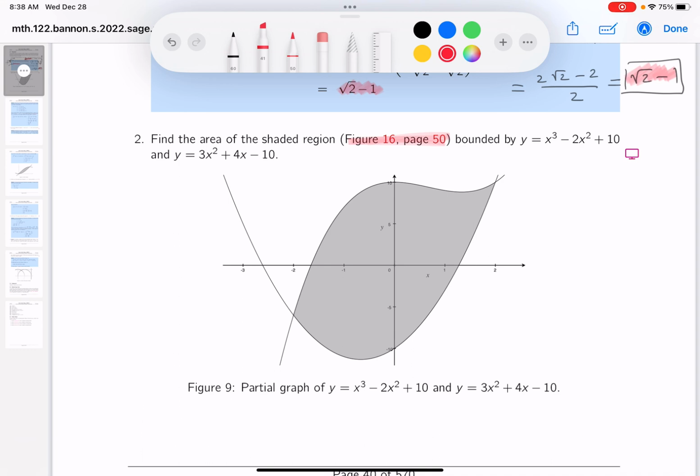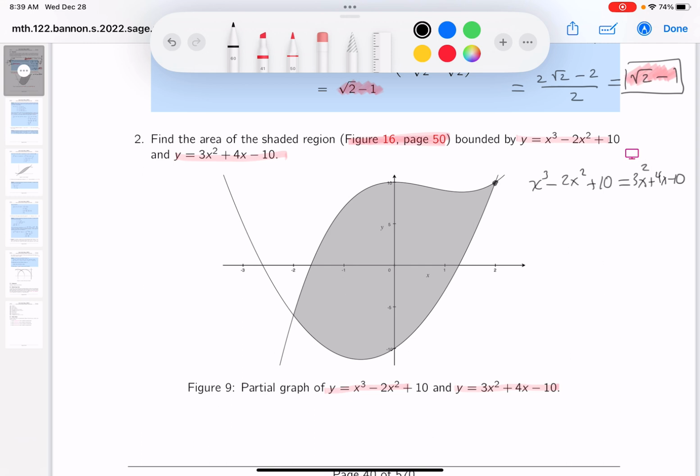But anyway, we do have the graph of this, and we have the graph of this over here. So what I want to do is look at the picture and realize there's a point of intersection over here. Now, looking at it, you could guess at it. I'm not saying it would be a bad guess, but I want to go through the work for it. And the work would be setting these two equations equal to one another, and that's when x cubed minus 2x squared plus 10 would be equal to 3x squared plus 4x minus 10.